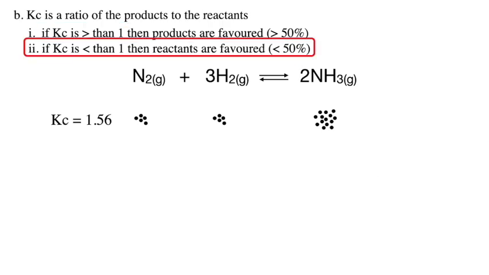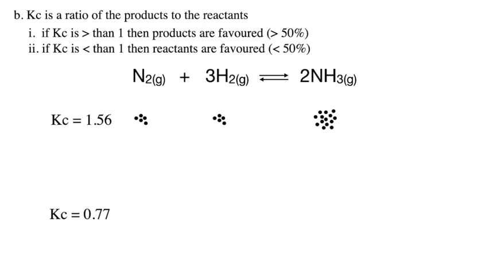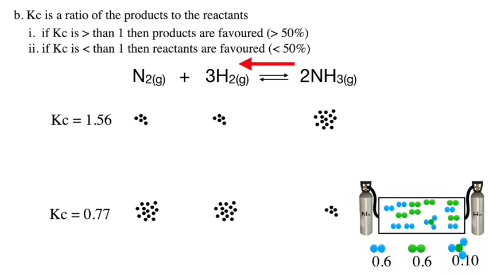Okay? All right, and if Kc is less than 1, that means reactants are favored, which just means reactants are in a greater concentration. Okay? Reactants are favored. Okay? So 0.6 is greater than the 0.1. Okay? Numerators and denominators. Good.